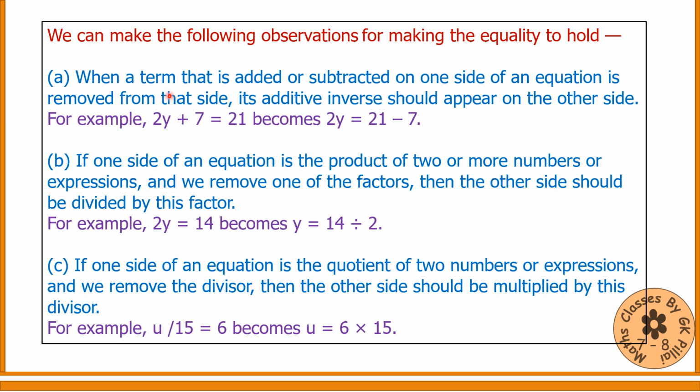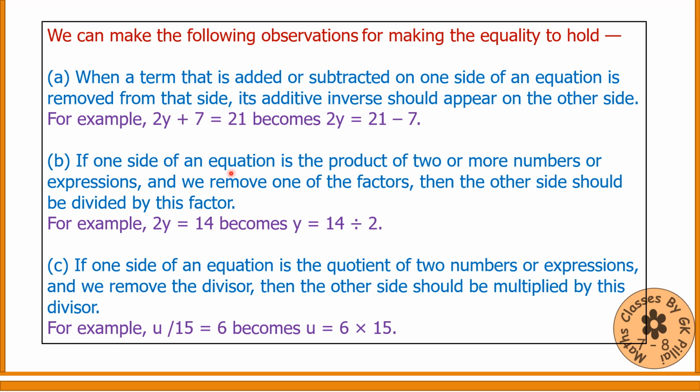When a term that is added or subtracted on one side of an equation is removed from that side, its additive inverse should appear on the other side. For example, 2y plus 7 equal to 21. This becomes 2y equal to 21 minus 7. If you are removing plus 7 from this side, the additive inverse, minus 7, will appear on the other side. This is what we have been doing in the three or four sums which I have explained.